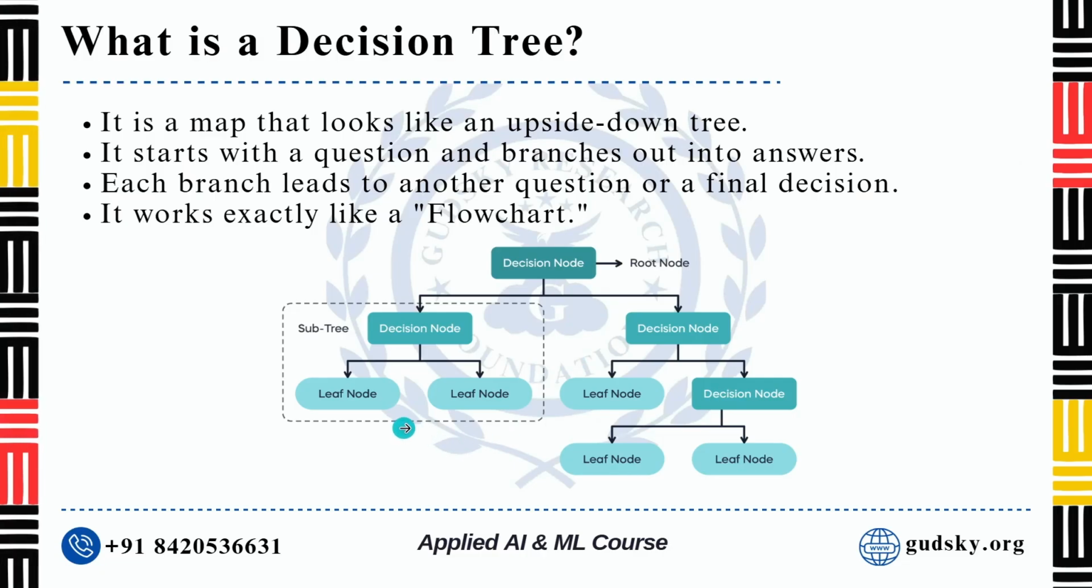So, what is it? A decision tree is essentially a flowchart that turns data into a series of yes and no questions. It starts at the top and then branches out. By the time you reach the bottom, the computer has filtered through all the noise to reach the final decision. This is a simple structure of a decision tree.